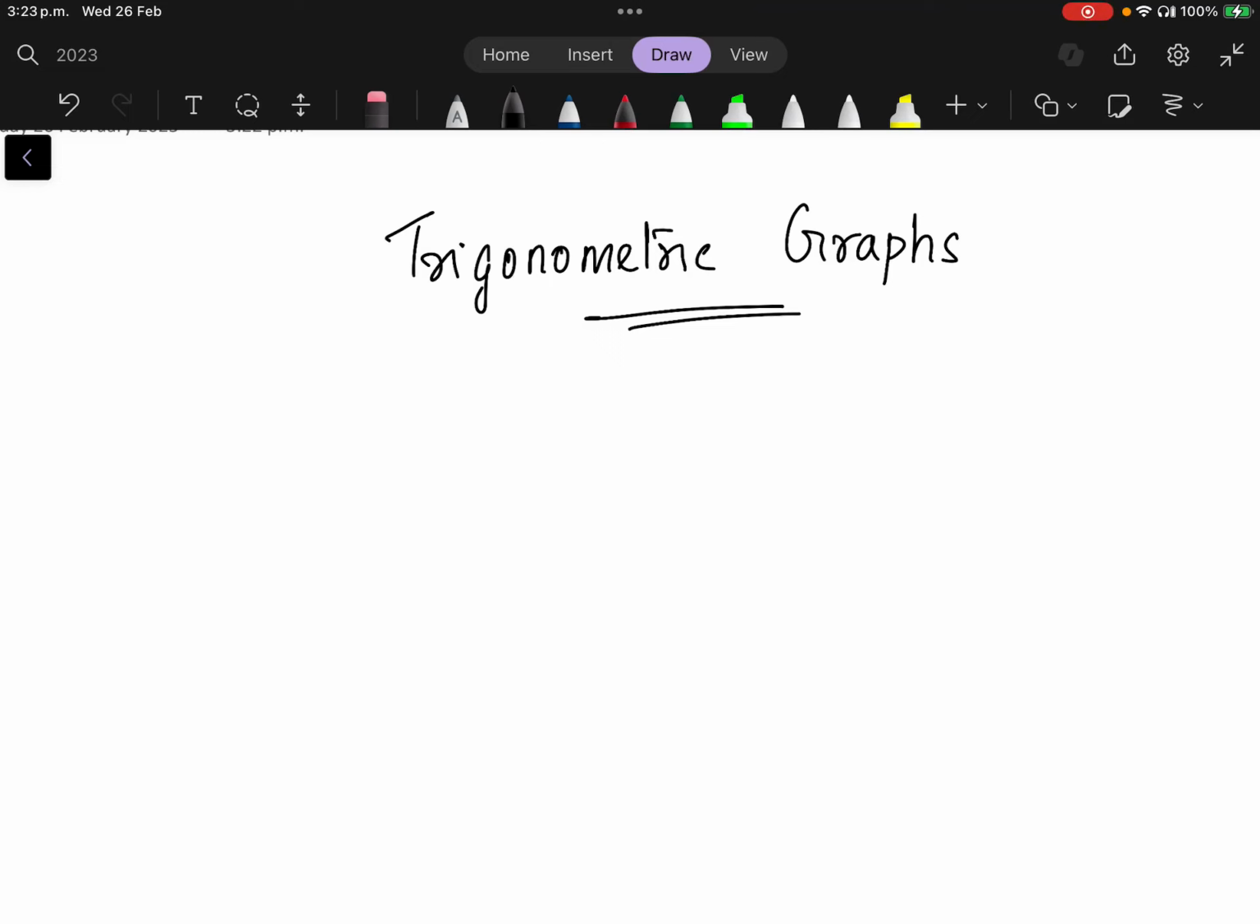Let's learn trigonometric graphs. Trigonometric graphs is one topic which many students find difficult. But if you just understand the basic concept, it is pretty easy, because all the questions which come in the Leaving Cert are variations of this, and there's nothing new which they can ask out of this. It's always the same concepts that they will ask again and again.